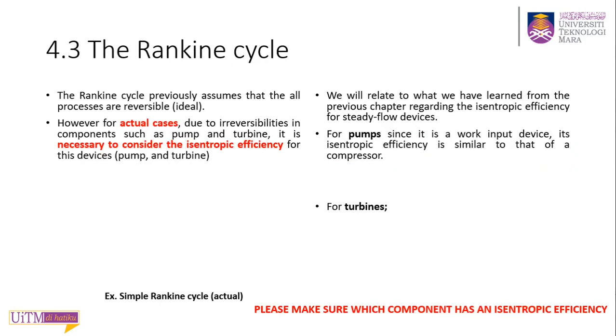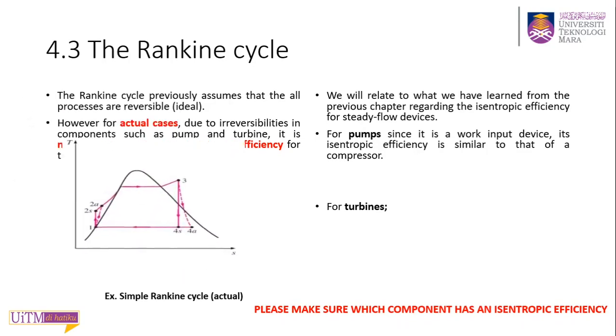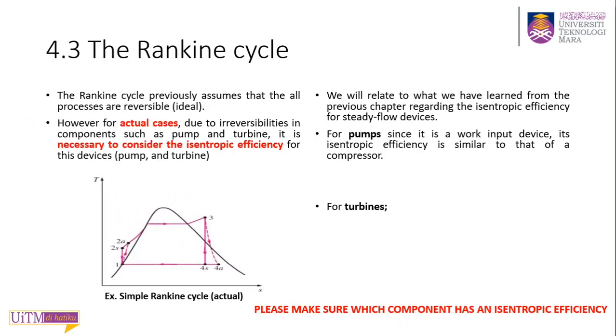In the previous video lesson, we have seen how to analyze the Rankine cycle under ideal conditions. However, for actual cases, due to irreversibilities that happen in the pumps and turbines, it is necessary to consider the isentropic efficiency of these devices. This is the example for a TS diagram under actual conditions.